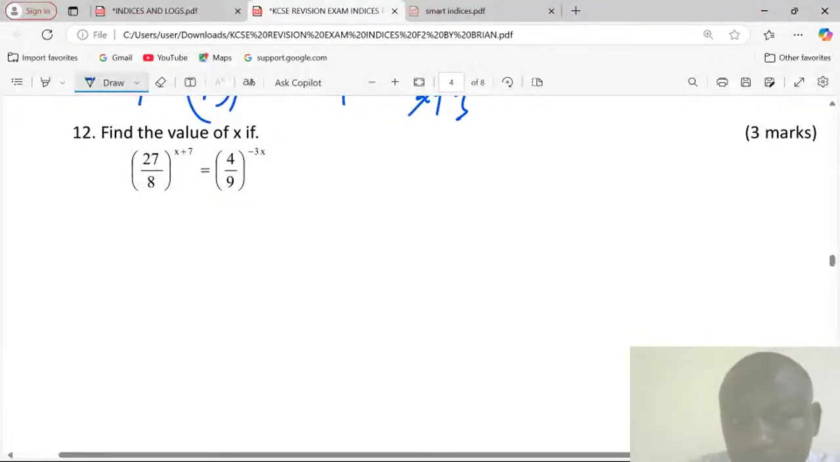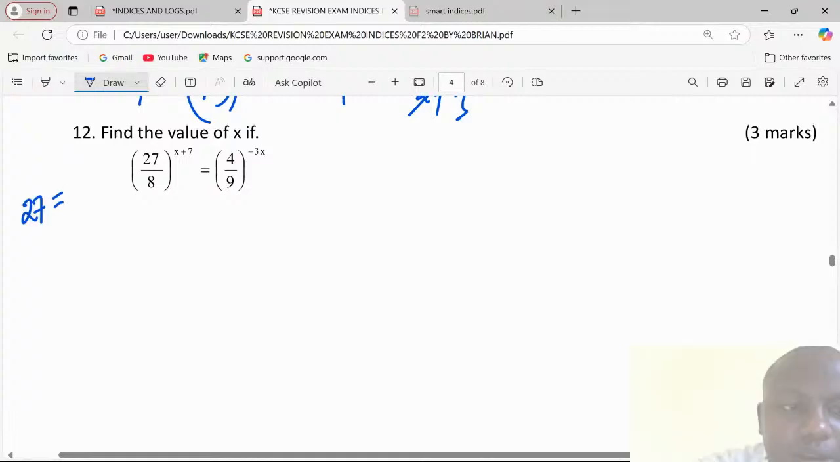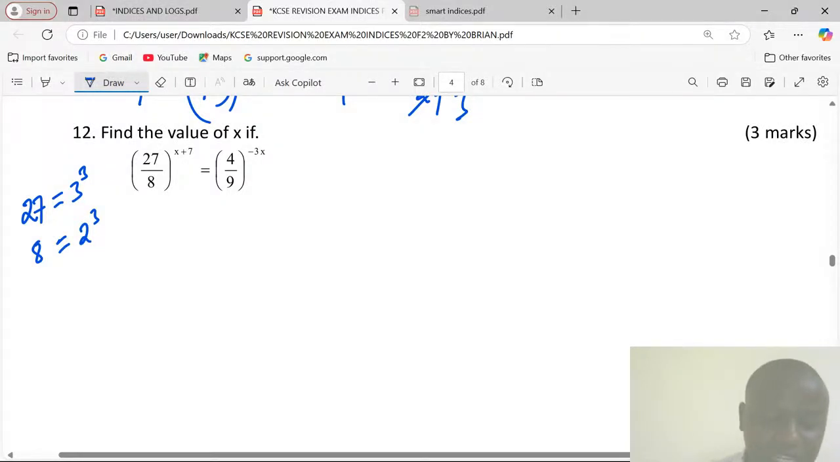27 out of 8, it means that these two numbers can be put to a common power. For example, 27 is 3 power 3. 8 is 2 power 3. So you put to a base, even if the base is not the same, then we can break them to equal powers, meaning we can write 27 over 8 as 3 over 2 raised to power 3, because that will be 27 out of 8.